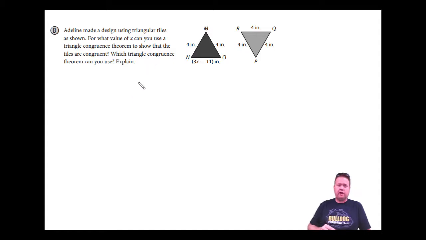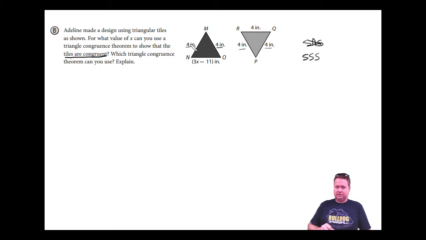Here we are looking at a similar problem, and Adeline is making a design using these triangular tiles. And if we're trying to show that the two tiles are congruent, you'll notice we have 4 inches, 4 inches, 4 inches, 4 inches. This one has all 3 sides. There's not a single angle given to me, but this is an equilateral triangle because all the sides are the same. But notice that if I have 4, 4 on this side and I have 2 4s on this side, I have to use something that has 2 sides. One possibility could be side angle side, but there's not a single angle in here. So that's not going to work, which means we're going to have to use side, side, side.